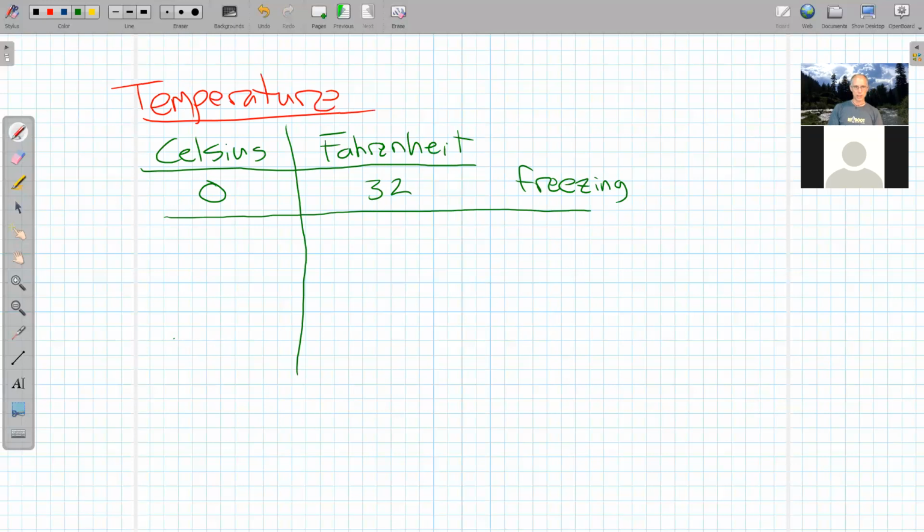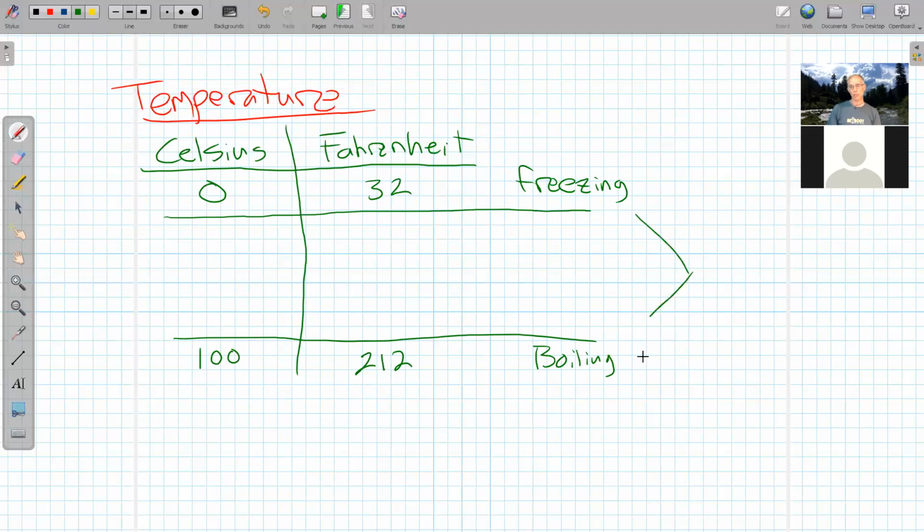And then boiling is 212 degrees Fahrenheit. A lot of people know that and a lot of people don't, but it's a much easier number in Celsius. It's 100 degrees in Celsius. Based on just those two, you can come up with a formula to convert Fahrenheit to Celsius. I'm going to write it down. I'm not really going to use it though.